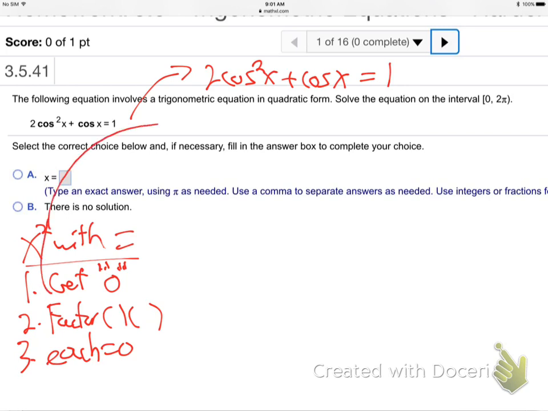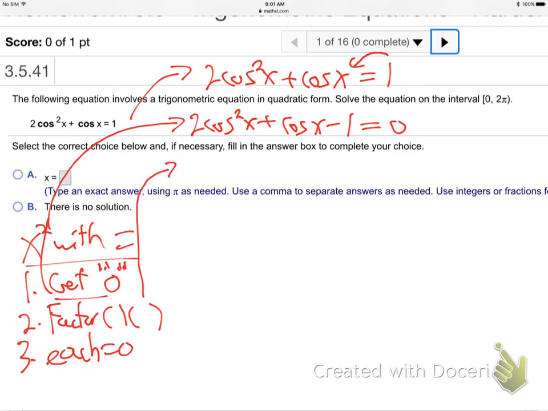So let me bring this up here. Step 1 is I'm going to get a 0. How do I get a 0 on the right side? What am I going to do? Just subtract 1, or you could just jump the 1 over. Same effect either way, just change the sign. Either way you do it, you get minus 1 equals 0. Okay, so that's step 1, get a 0. It's always the first step.